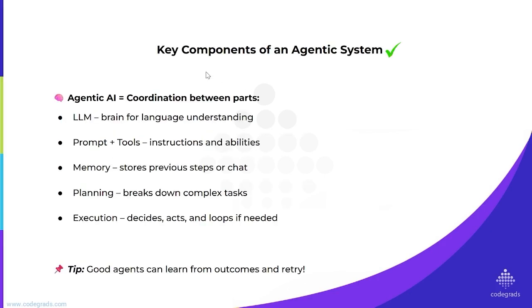Now, the key components of an agentic system, when we are trying to see agentic AI, which is the coordination between the parts: we have the LLM, we have the prompt, we have the memory, we have the planning, we have the execution. Now, generally, when we think of the LLM, it is the brain, the most important part, the brain for language understanding. Whatever input we pass to the LLM, it does the language understanding part and gives the output in a more human understandable format. Then we need the prompt plus tool, which is the instruction and abilities which we are giving to the LLM powered application. By using user specific prompts and tools, we can reduce the hallucination problem.